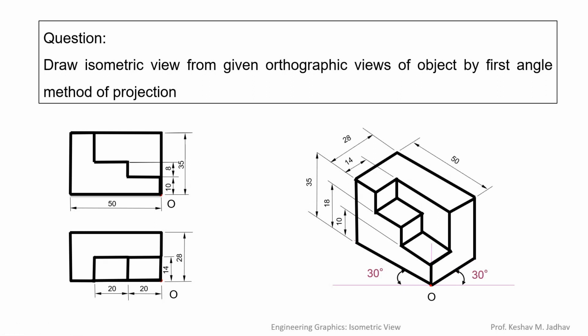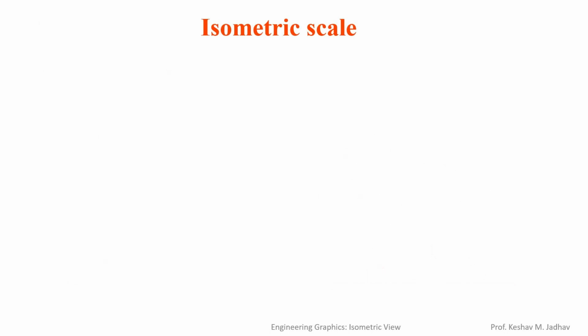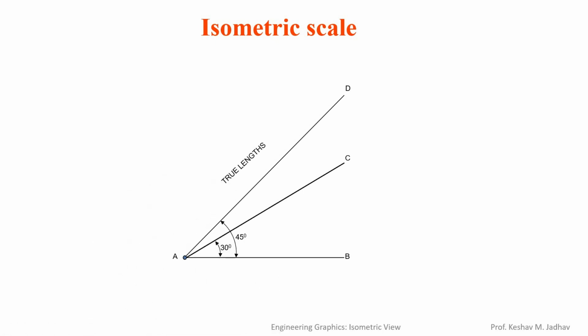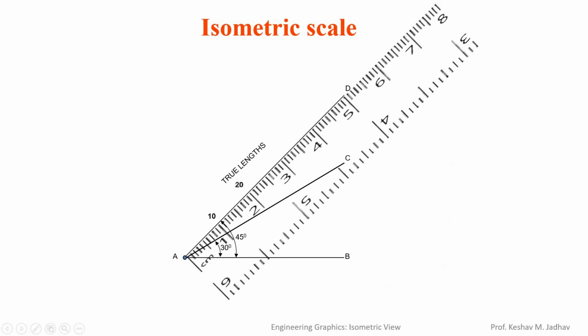In this video, I have explained basics of isometric projection and how to draw isometric view of simple objects like rectangle, cylinder, etc. So first we will see what is isometric scale. Let us draw a horizontal line AB, and by using protractor draw a line at 30 degree inclination and 45 degree inclination. So line AC is at 30 degree inclination and line AD is at 45 degree inclination. Now by using scale we can mark the points on line AD. So these will be the true lengths, that is 10, 20, 30, 40 mm like this.